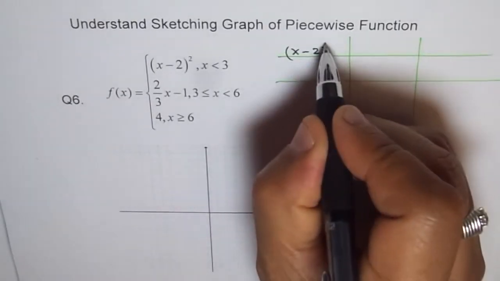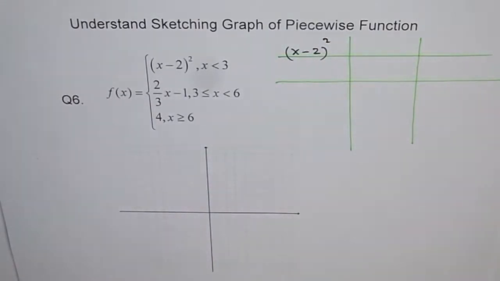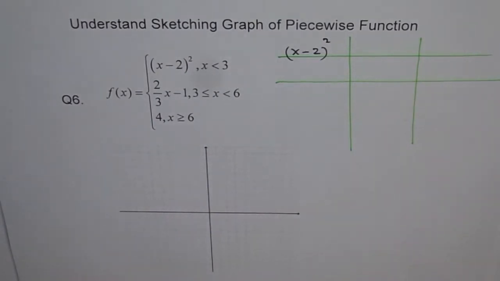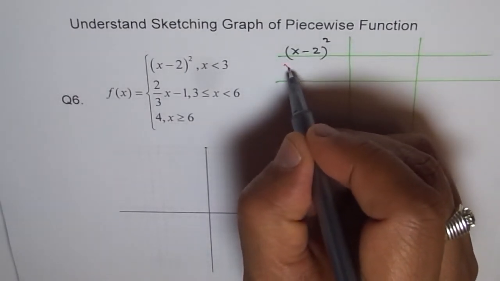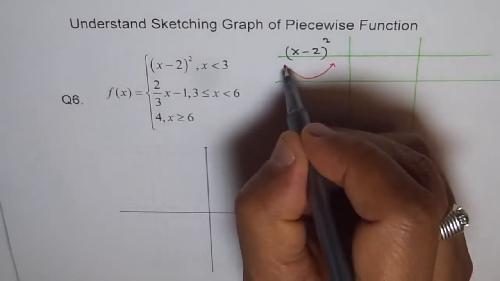We'll make it like this. Good job. Now here, let's write down what these pieces are. First piece is (x minus 2) whole square. This is a parabola which is moving 2 units to the right and it opens upwards. Good job. And so we say this is a parabola which will be moving 2 units to the right but look like this. Is it okay?